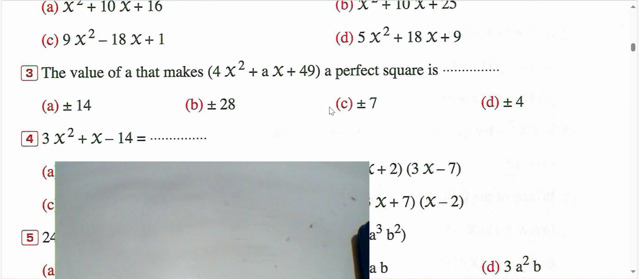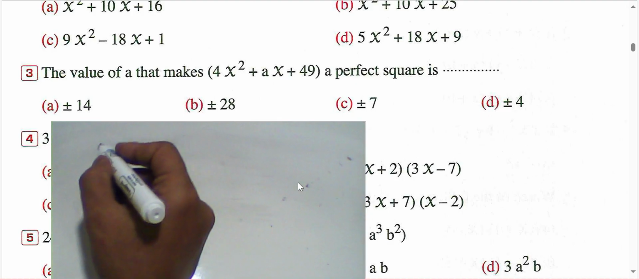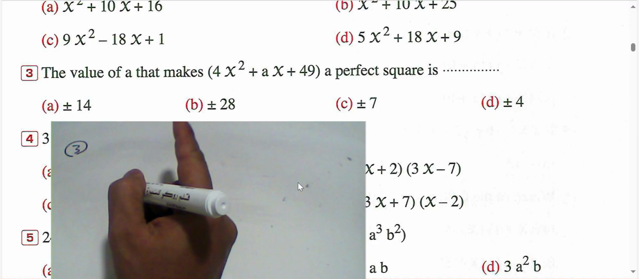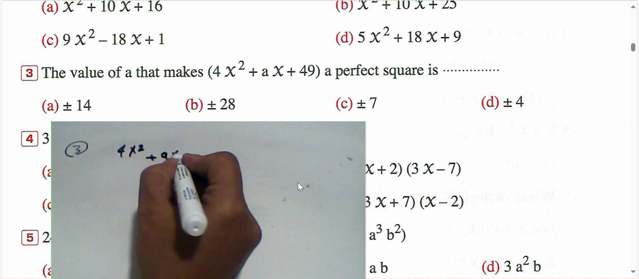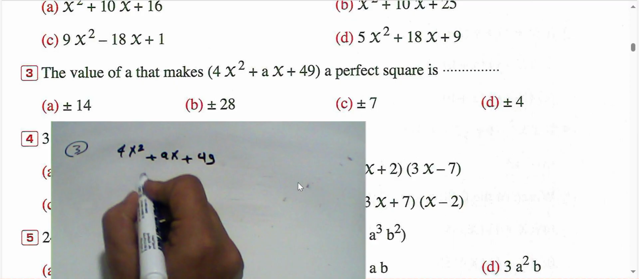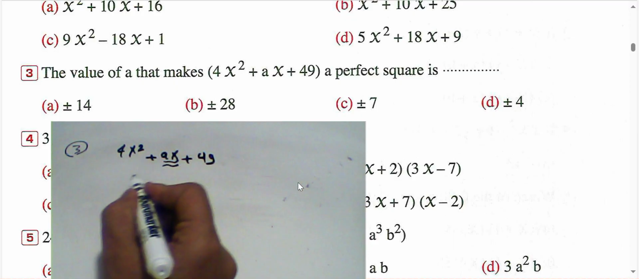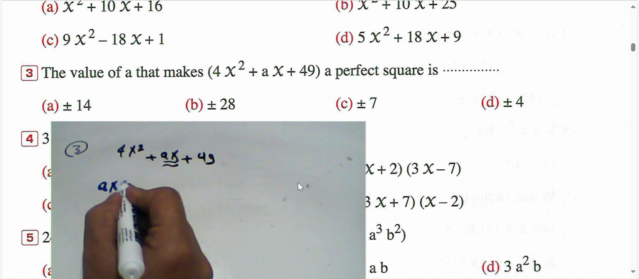Next question. Question number 3. The value of a that makes 4x power 2 plus ax plus 49 a perfect square is a equals? A here lies in the middle. You know, for the middle term we have the rule of the middle term.